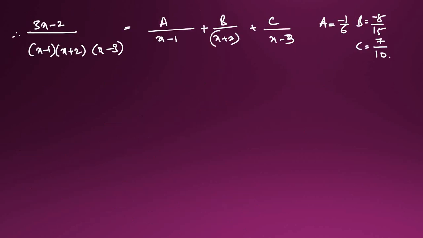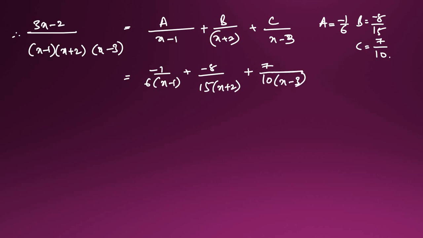So if we substitute in that equation, it will become A equals minus 1/6 into (x minus 1), plus B equals minus 8/15 into (x plus 2), plus C equals 7/10 into (x minus 3). So these values will come.